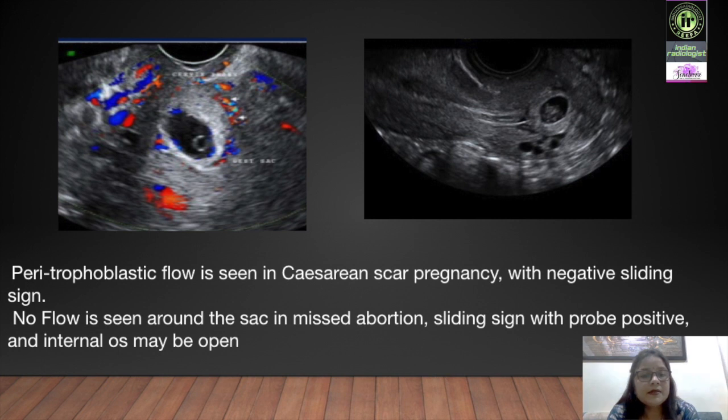So here in this case, this is the CSP with peritrophoblastic flow, and then we are going to have a negative sliding sign as well. And there is no flow in this inevitable missed abortion, and we'll have a positive sliding sign, and the internal os may be open at times. And we can also see that it is very low lying, not in the region of the scar or isthmus.